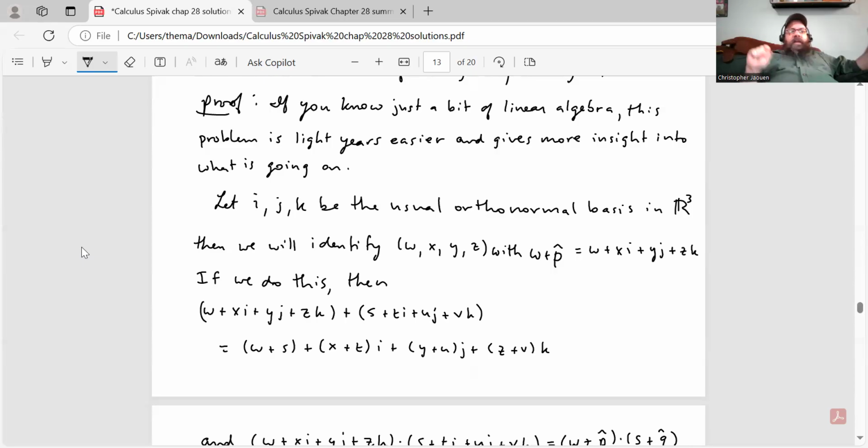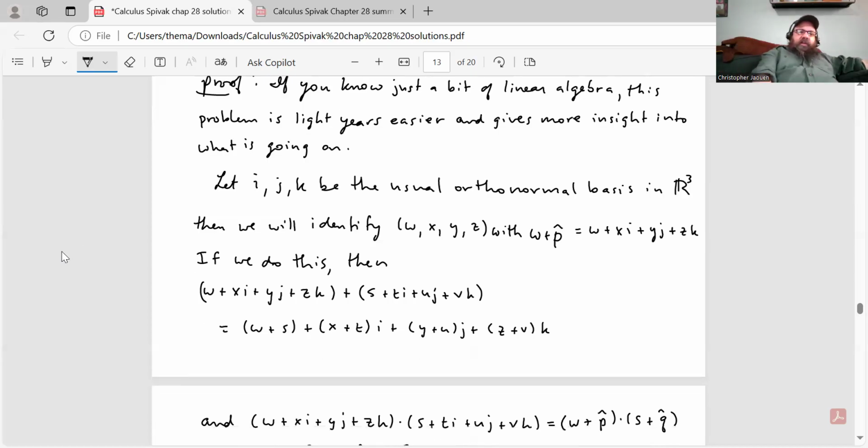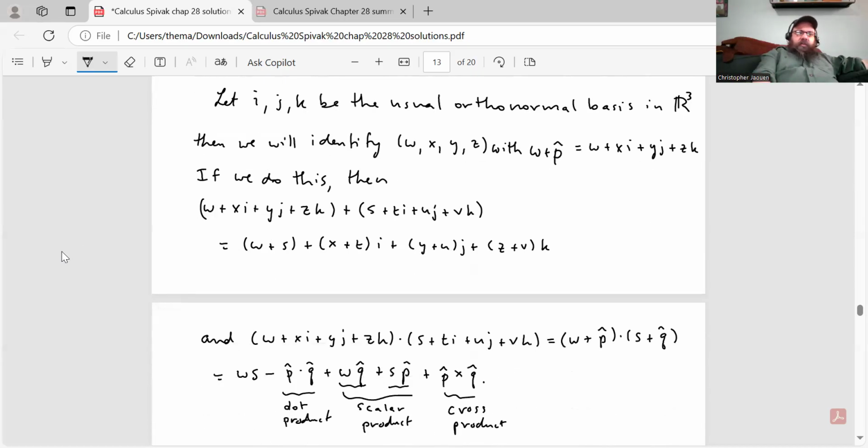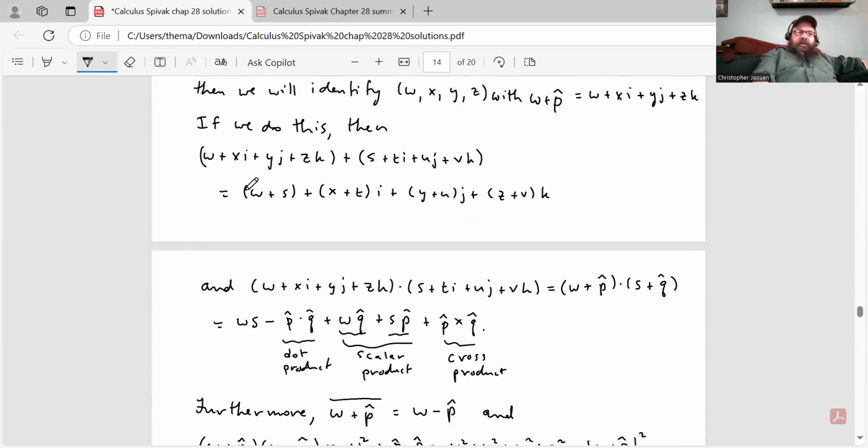It's a little bit more complicated. They're not sitting in R3. They're actually sitting in R4, so i would be 0, 1, 0, 0, j would be 0, 0, 1, 0, and k would be 0, 0, 0, 1, if that makes sense. All right. If we do this, then it's easier to write down the operations like this.